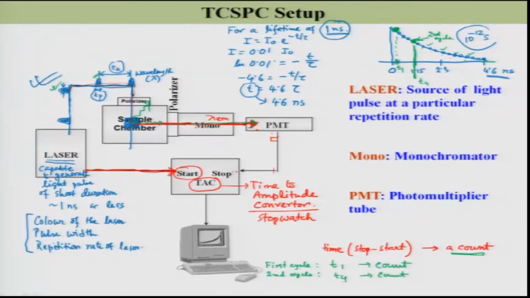Then again I wait. How long should I wait? I wait till all the excited state molecules come back to the ground state. Then I use the third pulse, that means my third cycle. This is the first pulse, this is the second pulse, this is the third pulse, like that. So when the third one comes, that is going to be my third cycle.